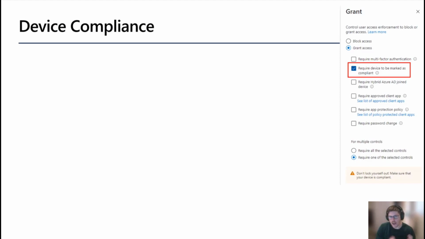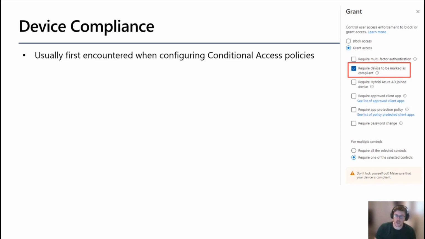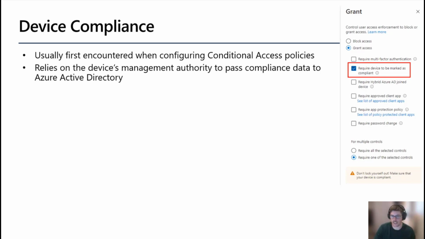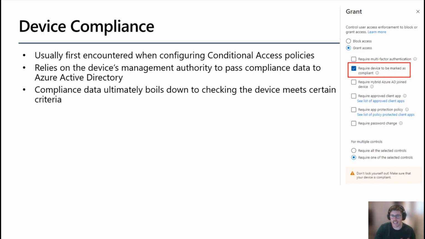So you might have already come across device compliance without even realizing it. Most administrators' first experience with device compliance is usually when they are configuring conditional access rules for the first time. The screenshot on the right of this slide shows a grant control in a conditional access policy, and that grant control says require device to be marked as compliant. So how does conditional access, a feature of Azure Active Directory, know that the device is compliant? Well, it gets that information from the management authority of the device. Today, the management authority that we're going to be speaking about is Microsoft Endpoint Manager.